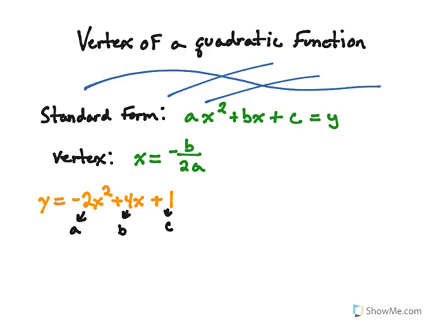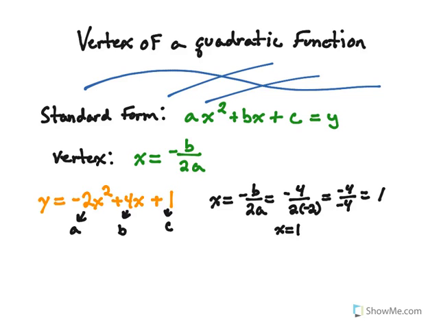So we use the formula, x equals minus b over 2a, and then I'm going to plug in what I know, my a and b. My a, in this case, is negative 2, and my b is 4. So that just becomes minus 4 over 2 times negative 2. And that's going to give me minus 4 over minus 4, which gives me 1. So my x coordinate is going to be 1, so x equals 1.